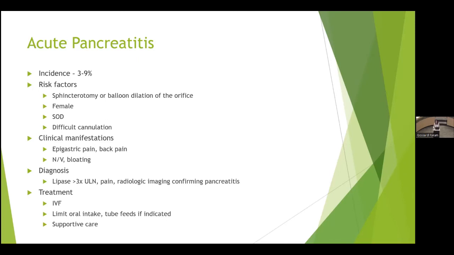So anyone with a lipase of 240 or over who has abdominal pain or radiologic imaging has acute pancreatitis. Whereas we have other UC Health facilities where the upper limit of normal is 393. So that lipase would have to be up to 1100-1200 in order to be considered acute pancreatitis. So it's always good to look at what the upper limit of normal is.